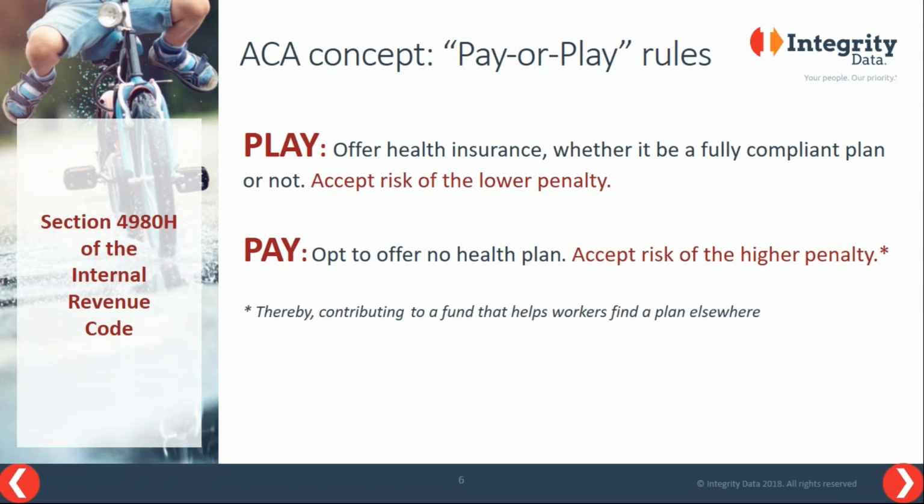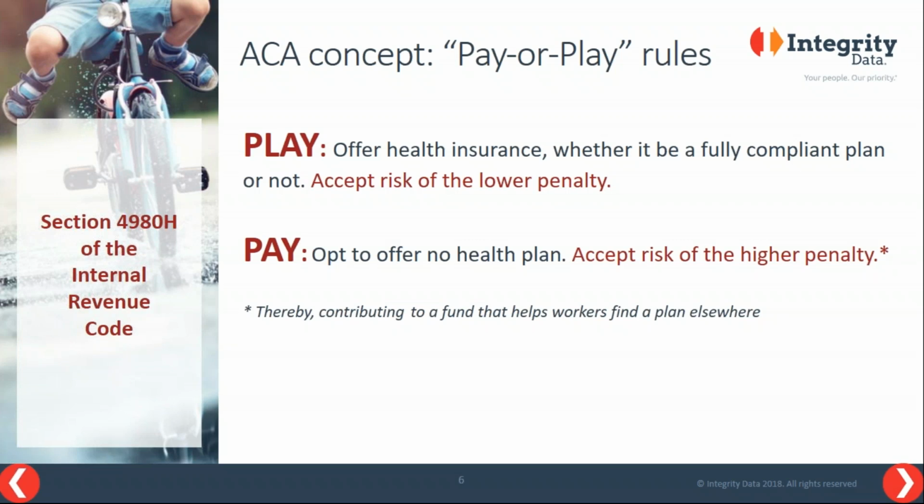The third concept, pay or play rules, nicknamed for Section 4980H of the Internal Revenue Code, is a term that employers use in sorting through an ACA compliance strategy. This part of the law talks about the coverage mandate we mentioned earlier. It states you should be timely in offering health insurance of a certain quality to full-time employees, but it also notes that this is an option, so you have a choice. You can play along or pay a penalty. If you don't play, you will definitely pay.